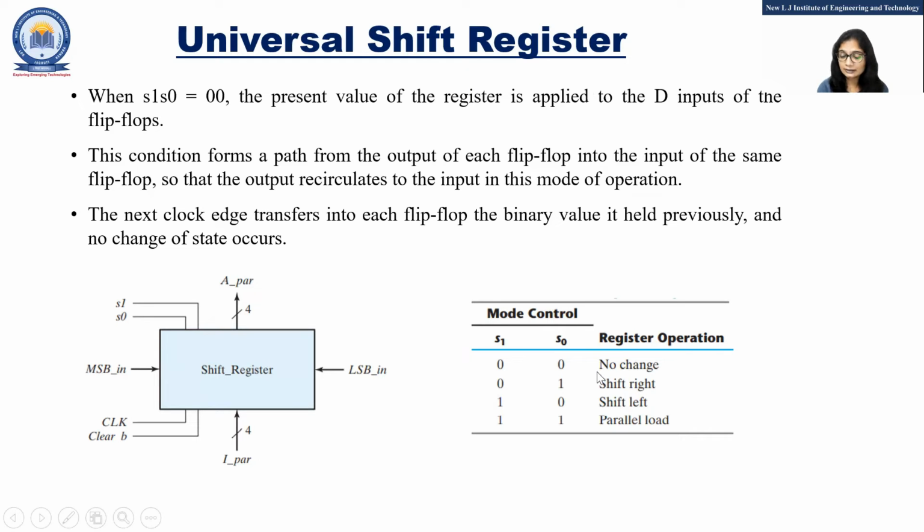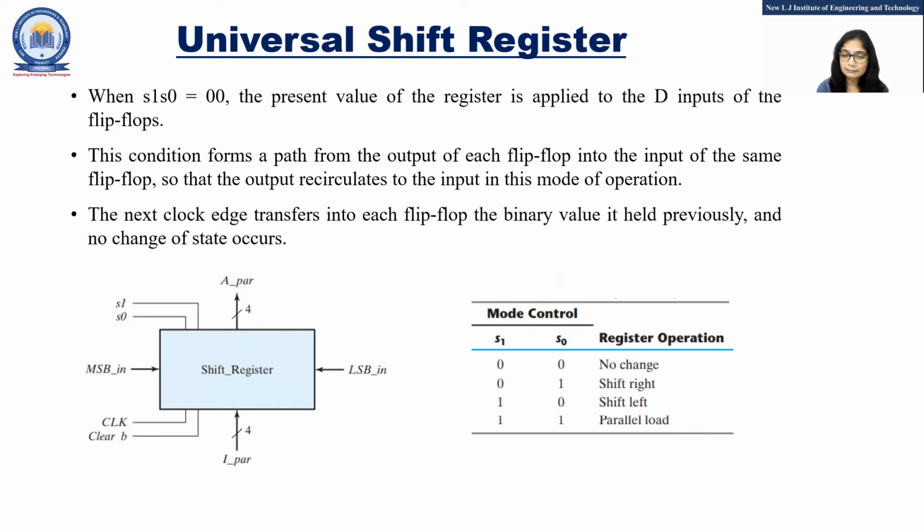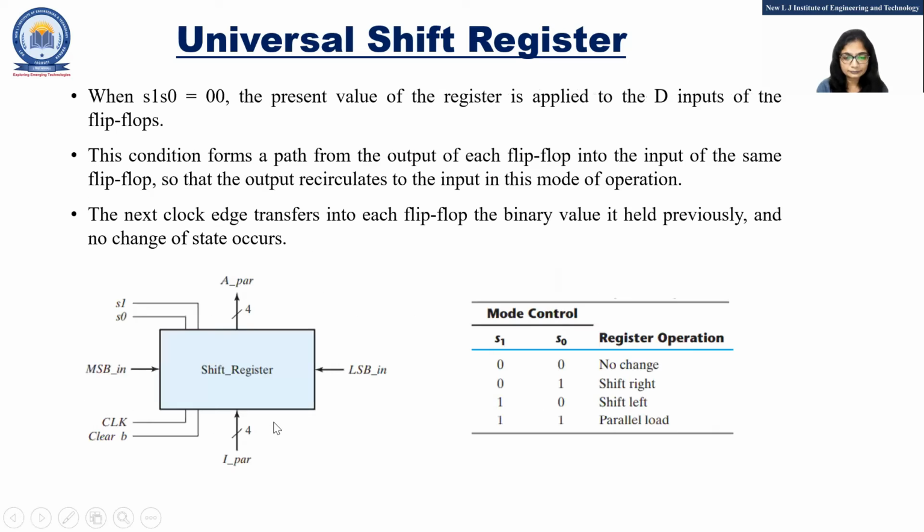When this is 0, then there is no change. Means suppose if I want to store the data as it is in this shift register, then I will give S0 is 0 and S1 is 0. You can see here in this table. No change means I will simply store the data in this shift register. Okay, here you can see 0, 1. So shift right operation will be there. So these 4 modes are very important. You must know about these modes.